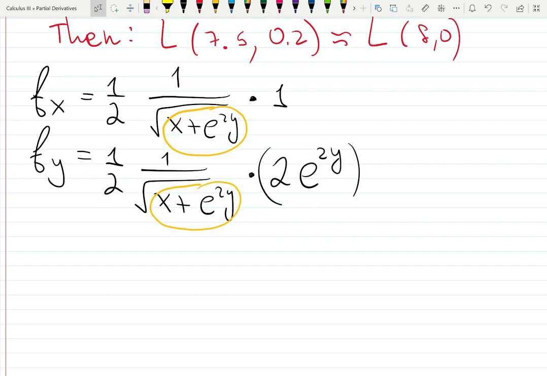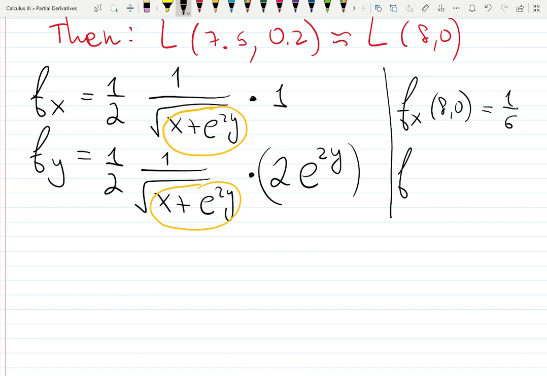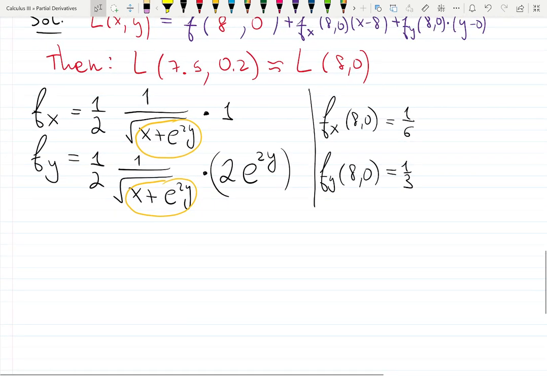So you got these. Then the partial derivative with respect to x at 8, 0 is plugging in, and I get 1/6. For the partial derivative with respect to y, you plug in 8 and 0, and you get 1/3. So these are my slopes, m1 and m2.